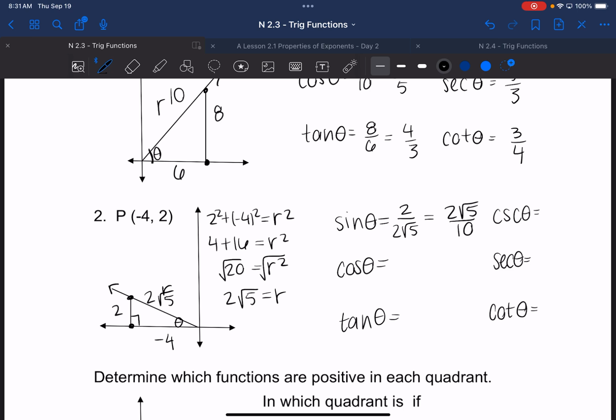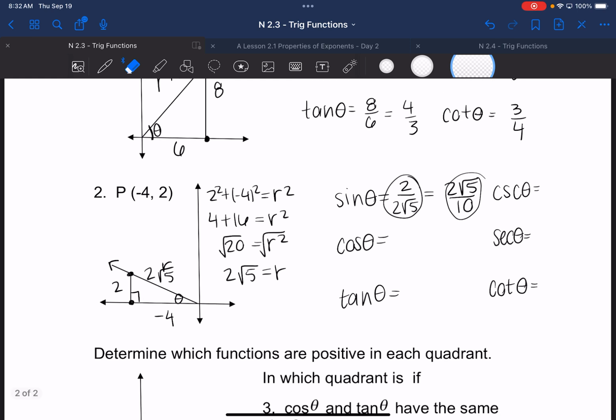Now, cosecant is the reciprocal, right? But if I flip this one over, then I have a radical in the bottom again, right? So I'm going to actually flip over the original. So I'm going to have 2√5 over 2. Would that simplify? Yeah, what's going to happen? It'll just be √5, right, because the 2's divide out. Yes? And that's the square root of 5 over 5.